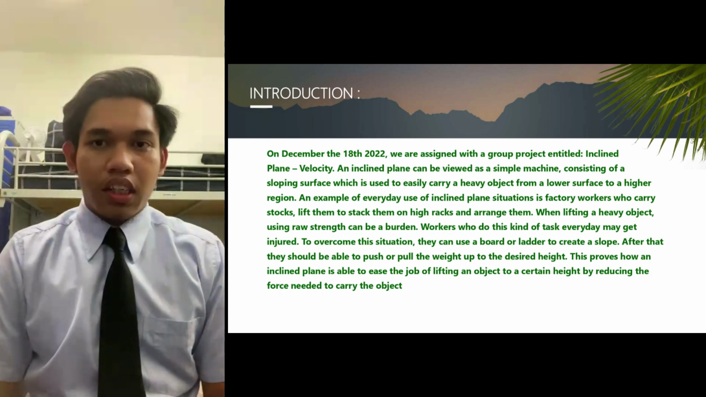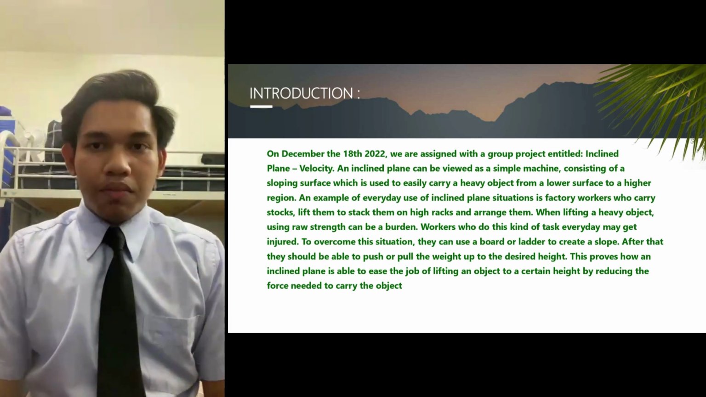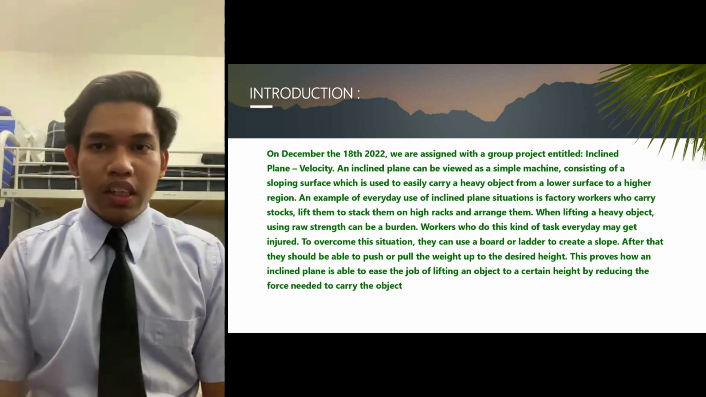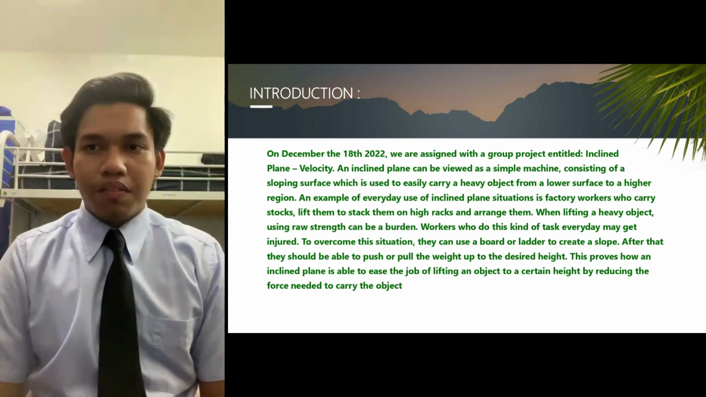Saya akan menerangkan tentang introduction of inclined plane. On December the 18th, 2022, we are assigned with a group project entitled Inclined Plane Velocity. An inclined plane can be viewed as a simple machine consisting of a sloping surface which is used to easily carry a heavy object from a lower surface to a higher region.